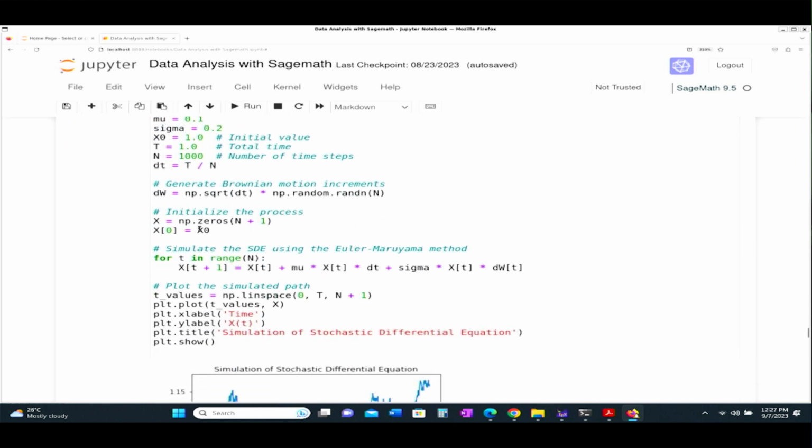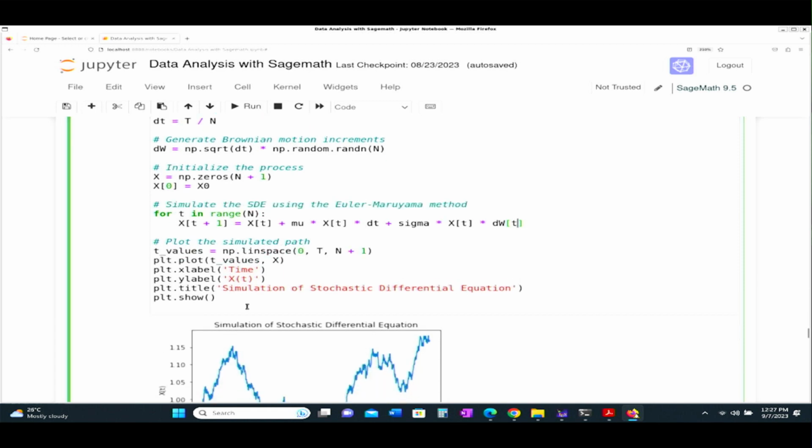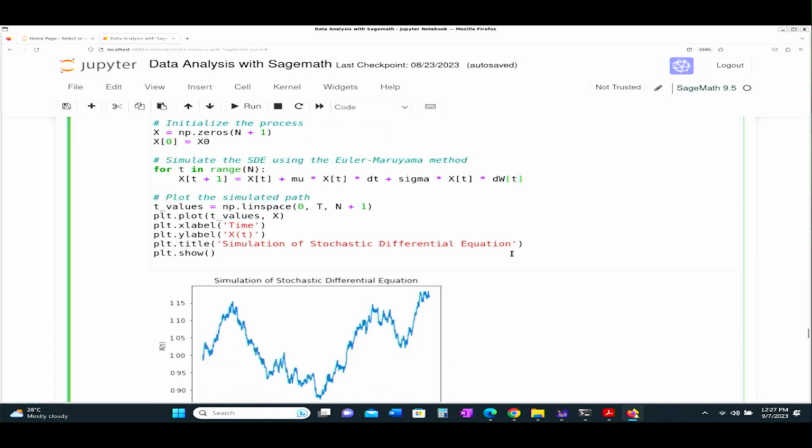Here, you are initializing the process. And then this is the equation. We have discretized it, right? Are you seeing that it has been discretized? This is change in x, isn't it? This and this will have the change in x. Then this is your mu, and this is sigma. So this is a discretized form of the SDE that we just looked at. Then you plot the simulated part, which you just did, and label it: simulation of stochastic differential equation.